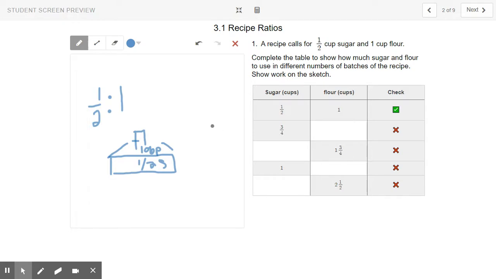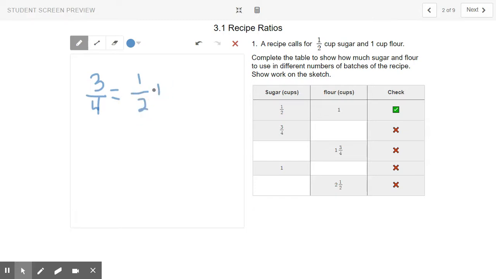When I'm looking through here, I see 3/4. So we have to figure out 3/4 cups of sugar is how many cups of flour? Well, I happen to know that 3/4 is the same thing as 1/2 plus 1/4. And I know this because 1/2 is also 2/4, right? So I know that those are equal fractions. And I'm actually going to use this idea to help me figure out the amount of flour.